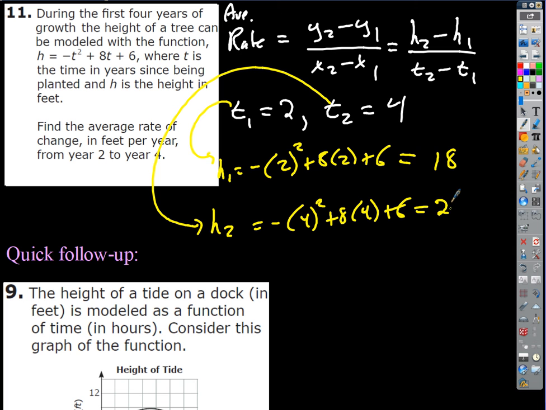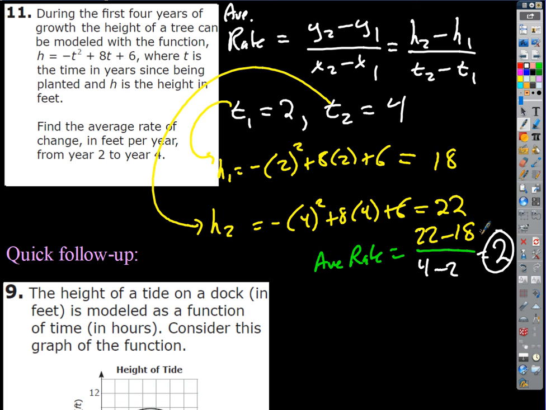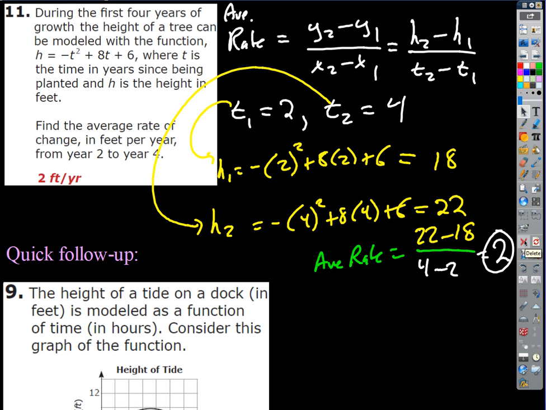Okay. So now all I have to do is plug those numbers in, and I'm done, right? So average rate just equals, sorry, I'm going to get 22 minus 18, right? Divided by 4 minus 2. So that gives me, what, 4 over 2 is 2? Everybody got it? Okay, 2 feet per year.